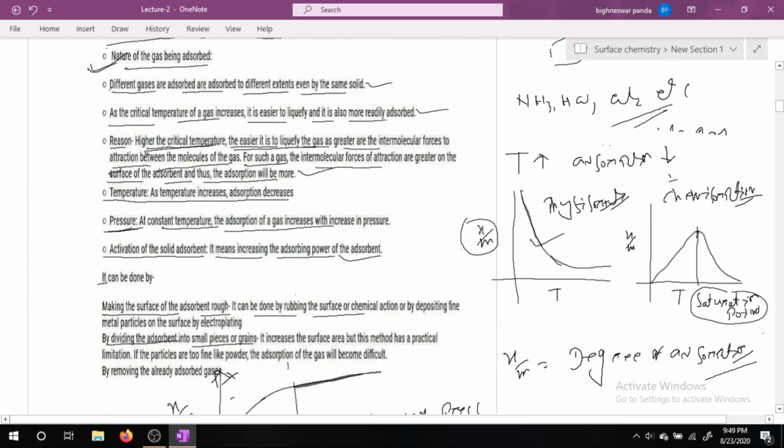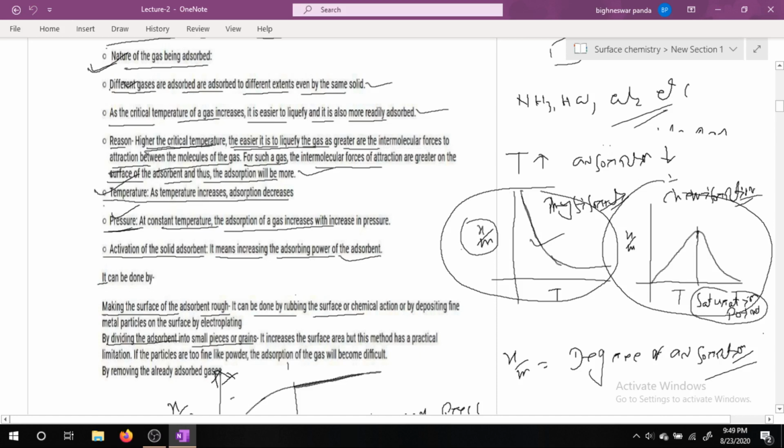Next, come to temperature. With increase in temperature, the adsorption of gas also increases, and you have to remember this type of graph. This is the graph for physisorption and this is the graph for chemisorption, where x by m, don't panic, I will teach you later. x by m is the degree of adsorption.